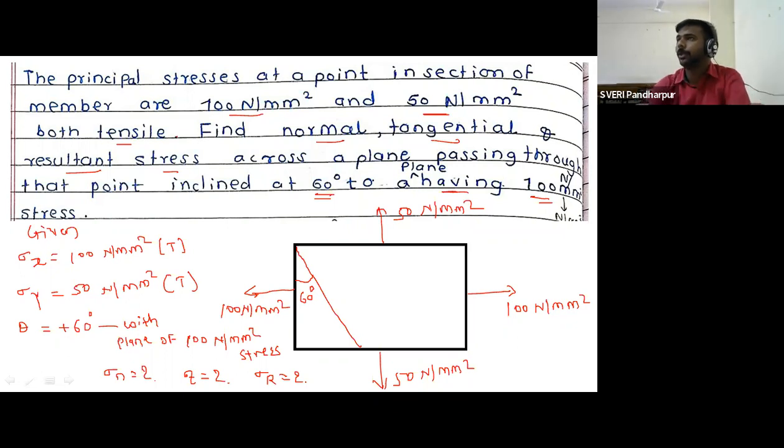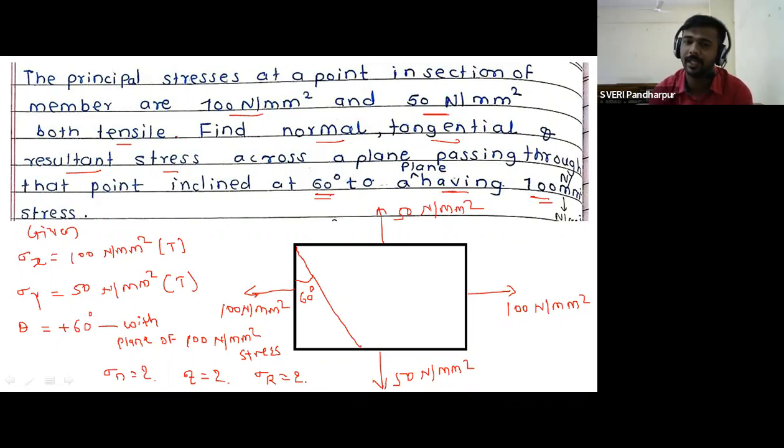So like that, first of all we have to generate the figure. We have to locate the position of sigma x, sigma y, and while considering the theta, we have to check whether it is given with major principal plane, minor principal plane, or horizontal axis or vertical axis. And accordingly, we have to decide their sign conventions, either theta is positive or negative, and then we have to go for your further calculation.